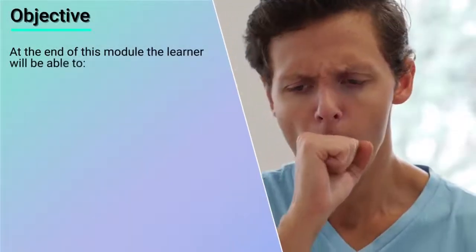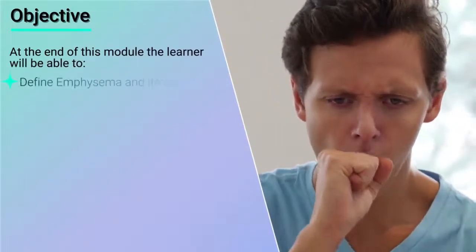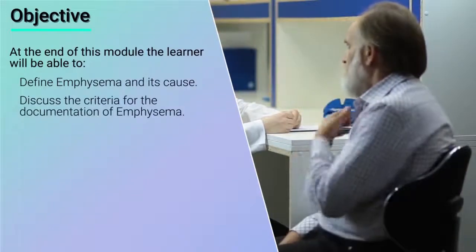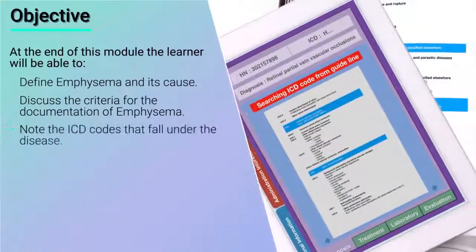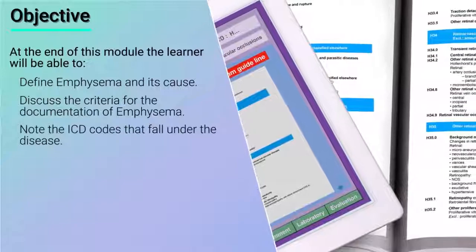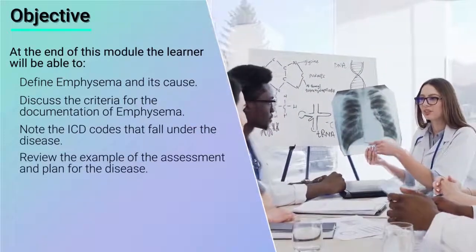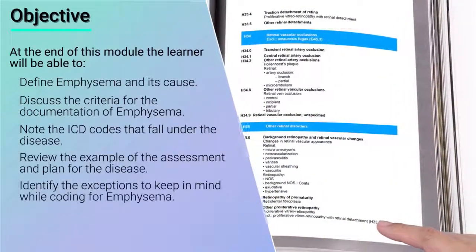At the end of this module, the learner will be able to define emphysema and its cause, discuss the criteria for the documentation of emphysema, note the ICD codes that fall under the disease, review the example of the assessment and plan for the disease, identify the exceptions to keep in mind while coding for emphysema.